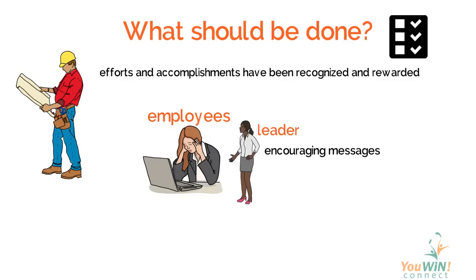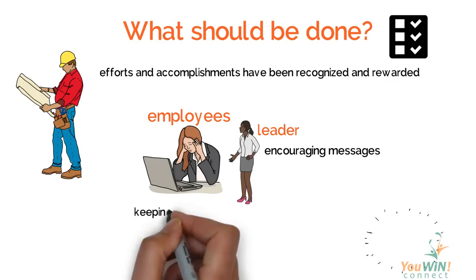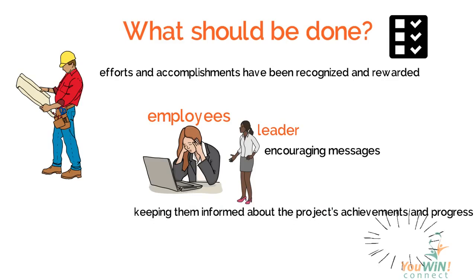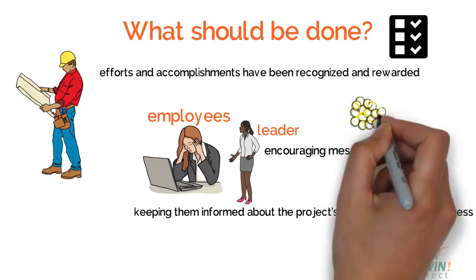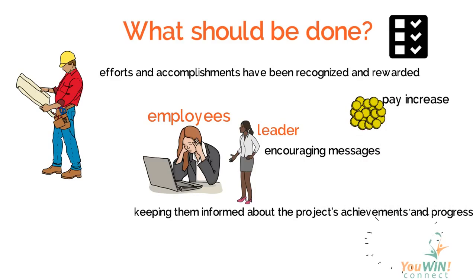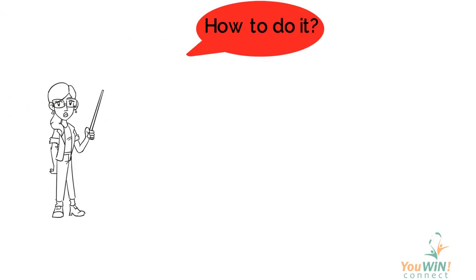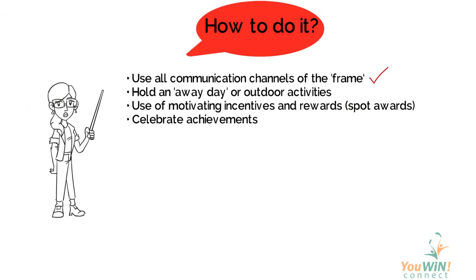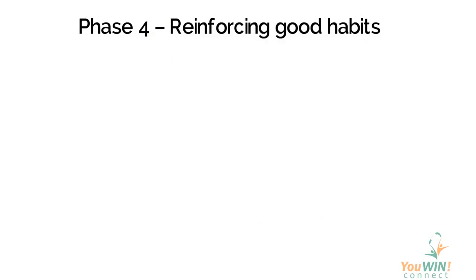Encourage and keep employees focused on the continuing hard work by keeping them informed about the project's achievements and progress. Remind everyone about the benefits of the change, including the rewards and incentives. For example, remind staff that a pay increase will result from a successful cost control program. How to do it? Use all communication channels of the frame. Hold an away day or outdoor activities. Use motivating incentives and rewards. Celebrate achievements.